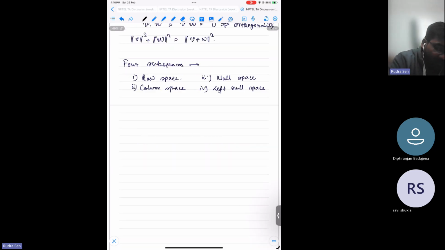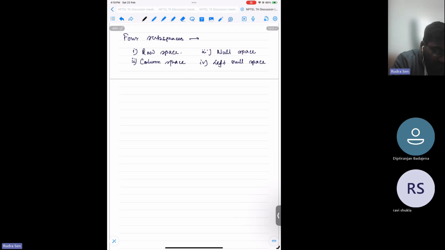Now, when we do Ax equals 0, we are trying to find the solution of this equation, and this set of solutions gives us the space. It gives us the basis of that space, and we can span the whole space by linear combinations of this basis, right?